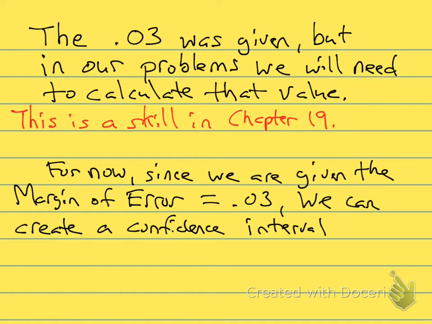So the 0.03 was given to us, but in our problems, we'll need to calculate that value. This is a skill in Chapter 19: calculating the margin of error. Really, it's taking from the central limit theorem the square root of, instead of p and q, p-hat and q-hat, because that's what we got from the sample, divided by the sample size. You have to remember, we're not using p and q because we don't know what the population proportions are. So that's why we're using the p-hat.